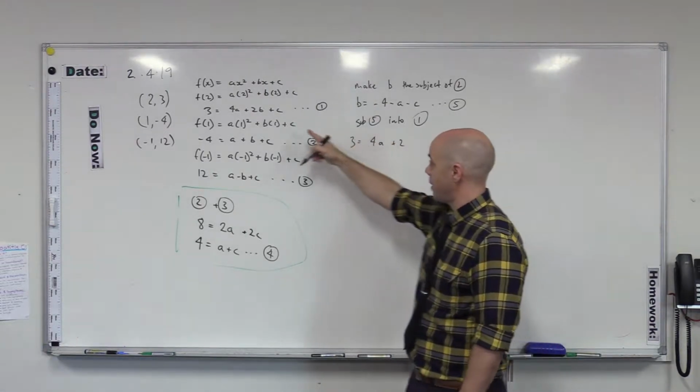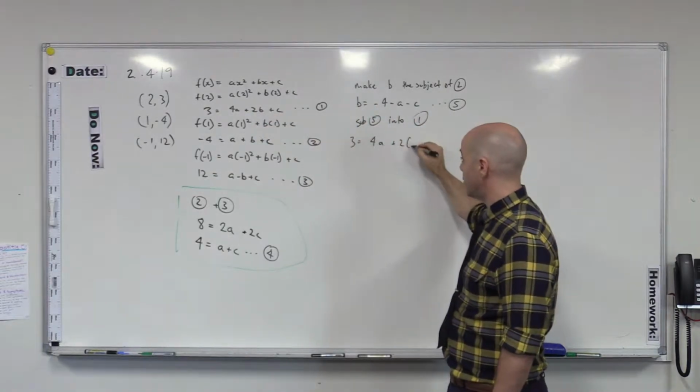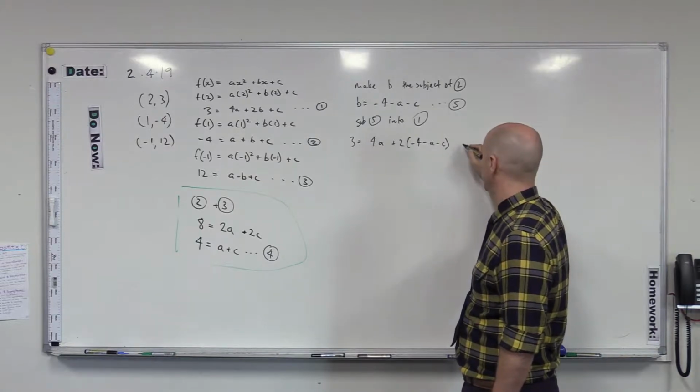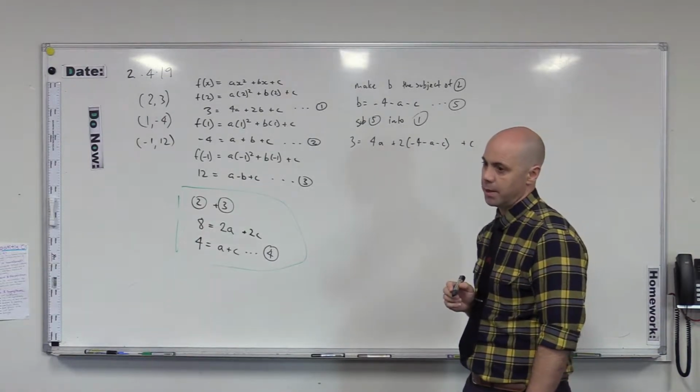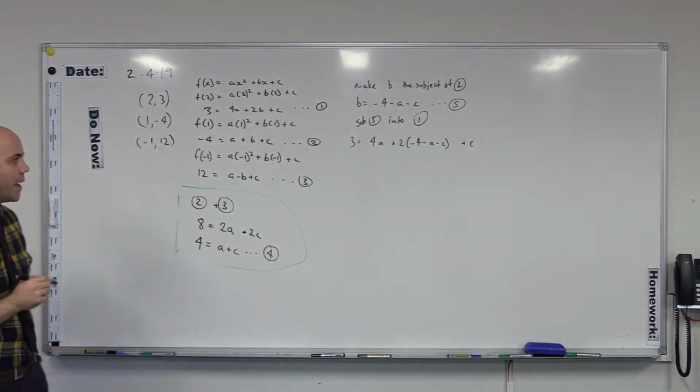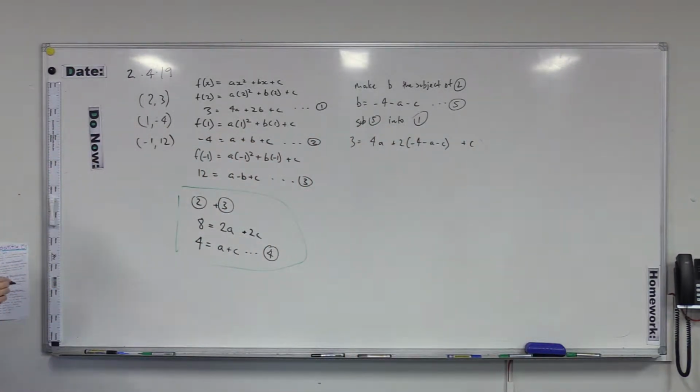So I'm going to replace that B with all of that. So I literally just use a bracket and I just write it in. And then I'll expand it. Okay? Then I'll expand it later. So I've just written in the place of that B in equation number 1, what B equals from equation number 5.